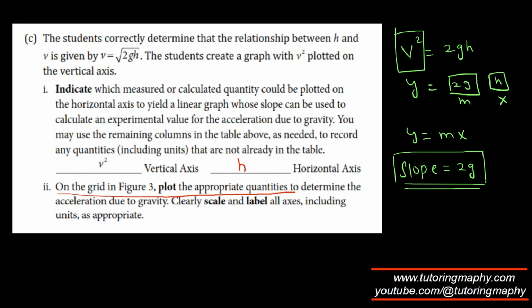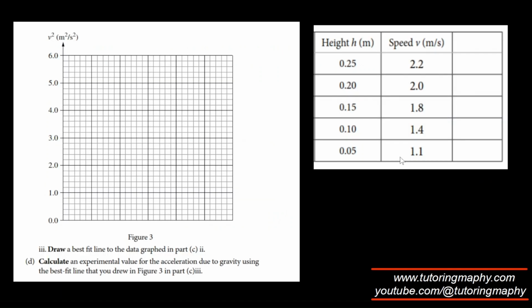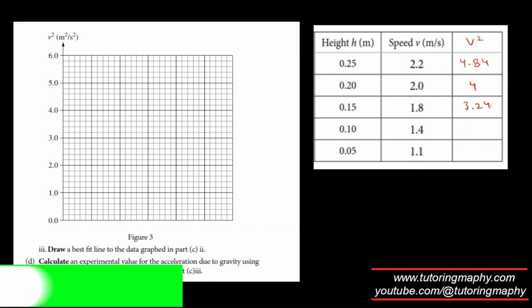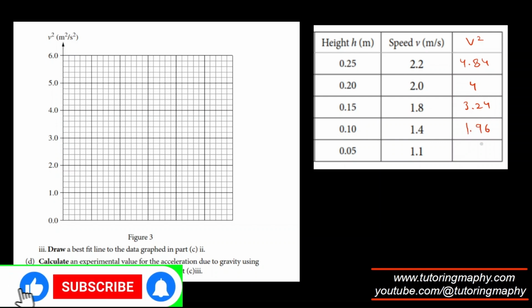Now on the grid, plot the appropriate quantities to determine the acceleration due to gravity. Clearly scale and label all axes. Right, so this is our grid. First, we need to find the value of v square over here. So I'm going to do that real quick. Please bear with me for a couple of minutes. 2.2 square is 4.84, 2 square is 4. 1.8 square is 3.24. 1.4 square is 1.96. And 1.1 square is 1.21.